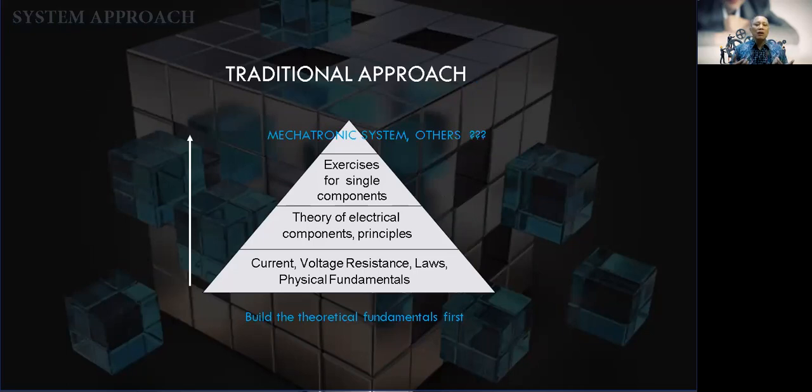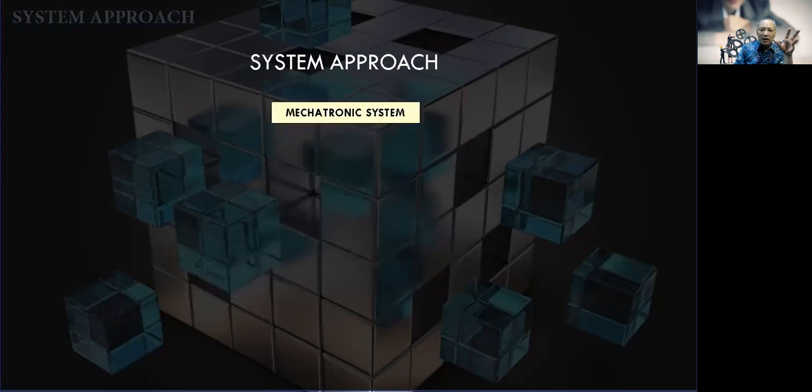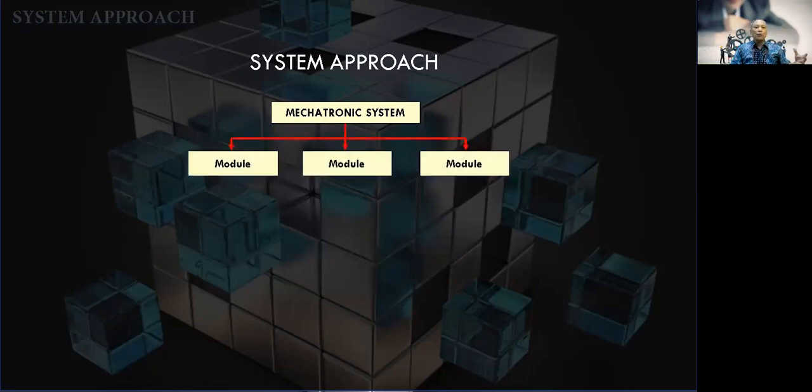What we are actually doing in the traditional approach is coming from the bottom, not from the top, the system. When we go to the system approach, it's a bit different in that we start with the system first. I think it is quite obvious. Everybody knows the system is the whole thing. And then we go down.